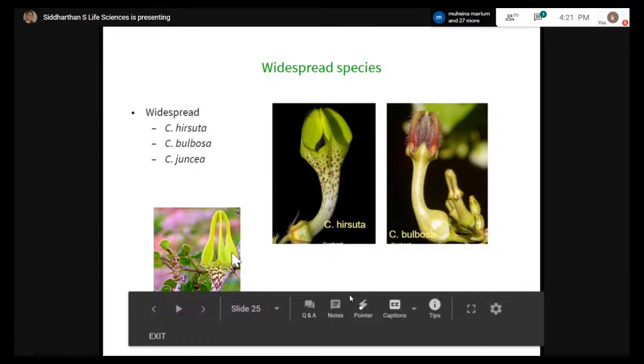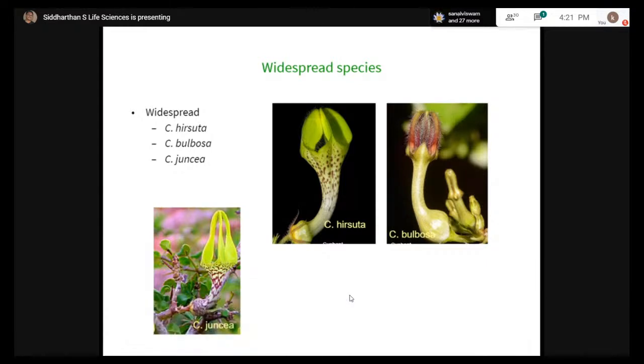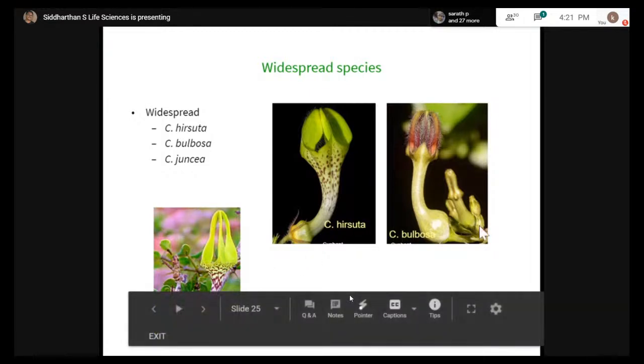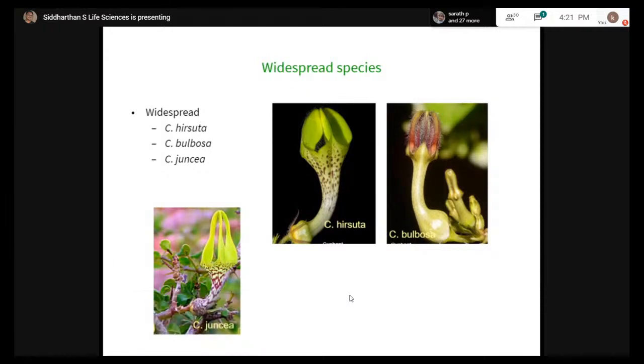Sarapegia gentia, this is the succulent one. The stem is succulent and it has very tiny succulent leaves. It grows on thorny plants as a climber. Bulbosa is also kind of succulent. Interestingly, these two succulent plants are widespread within peninsular India. Hirsuta is another widespread form. It is found all over India. In many states, you'll find it.